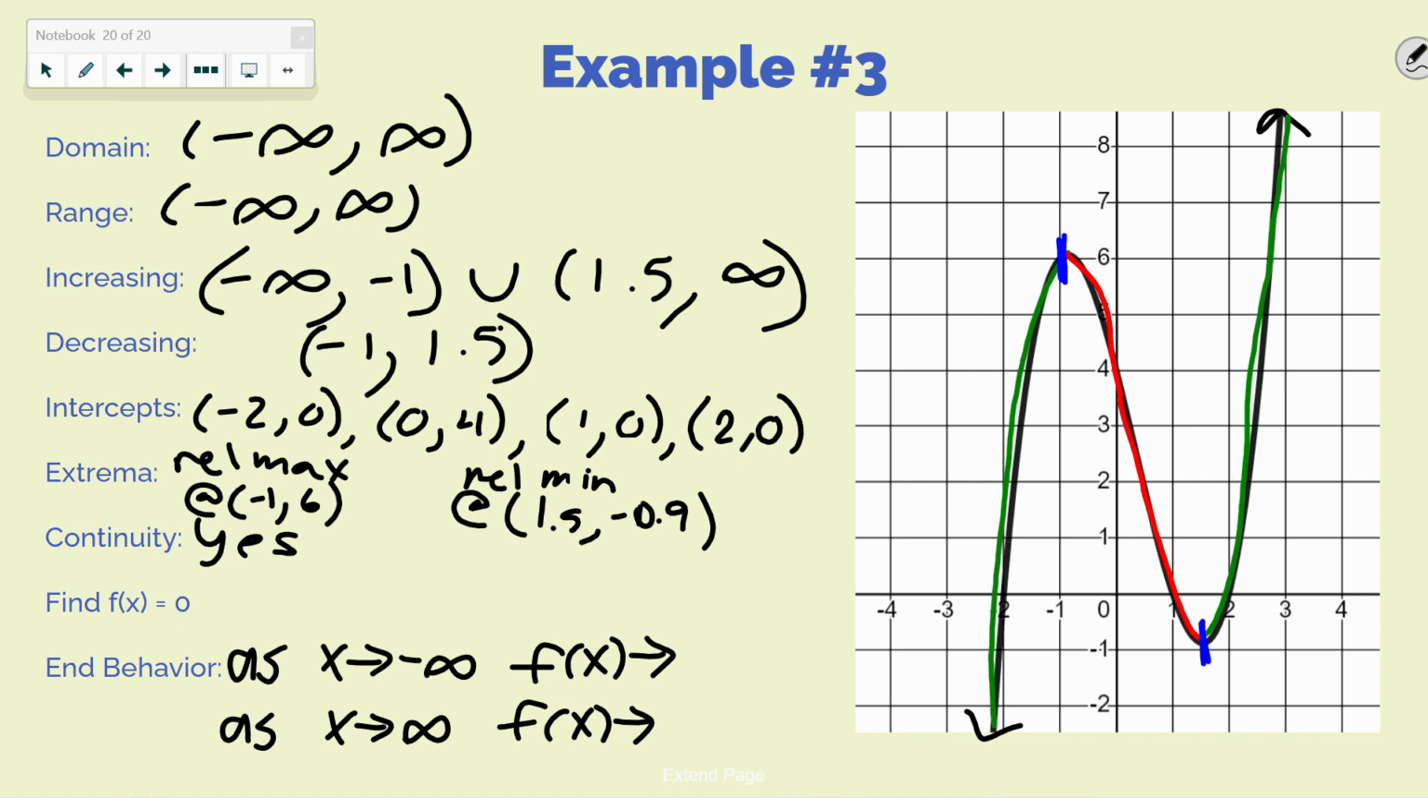Now we want to find f of x equals 0. What does that mean? F of x equals 0. The y is 0. So if my y value is 0, what places graphically is that asking you to list? Where's your y 0?